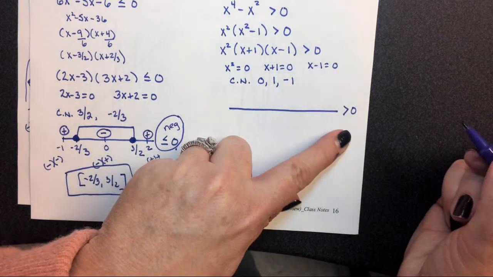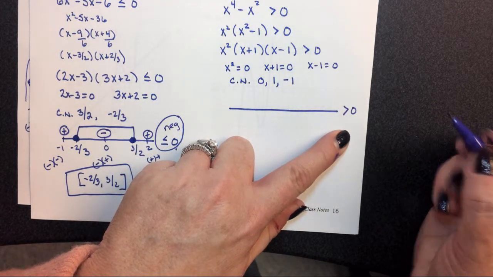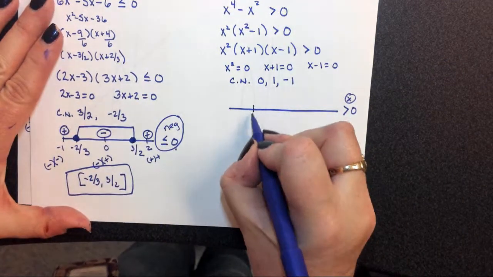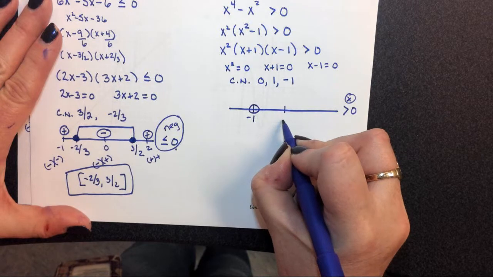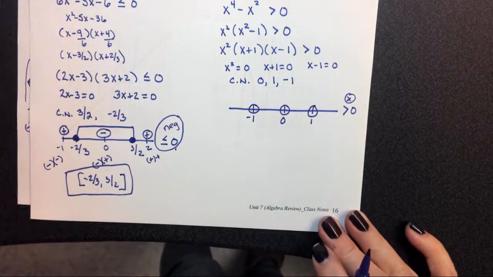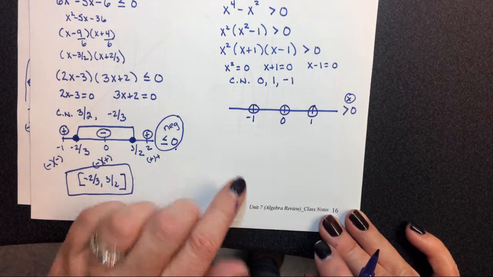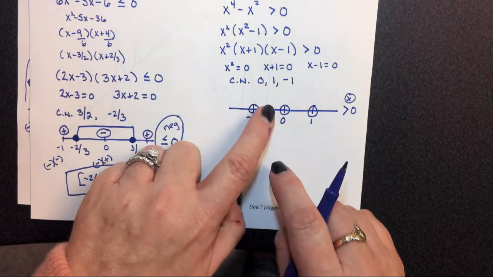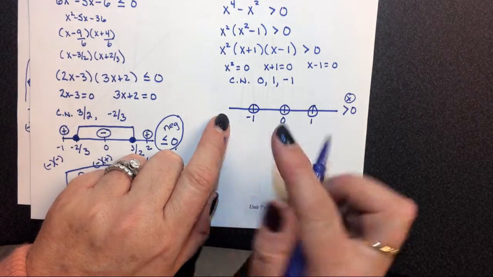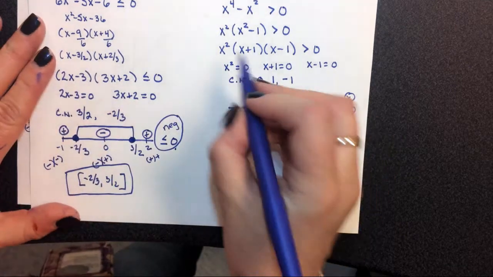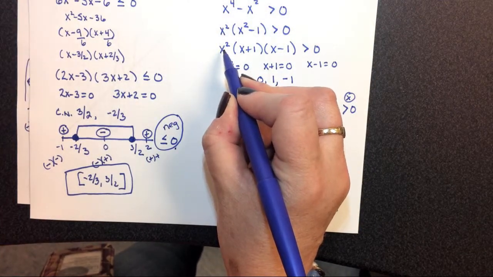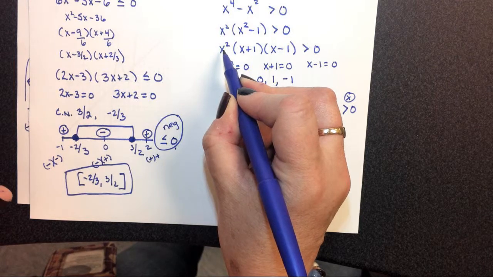So if it's greater than 0, what's going to be my solutions, positive or negative? Positive. We have negative 1, we have 0, and we have 1. So how many intervals have I divided this number line into? 1, 2, 3, 4. So pick a number less than negative 1. Negative 2. Well, no matter what, guys, when it is x squared, this is always going to be positive, right? Because a negative number squared is positive.